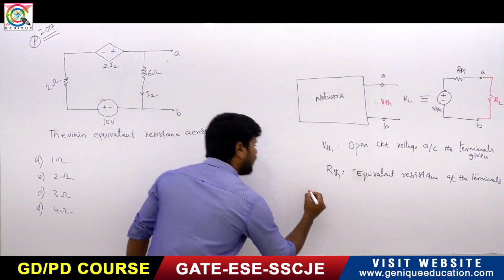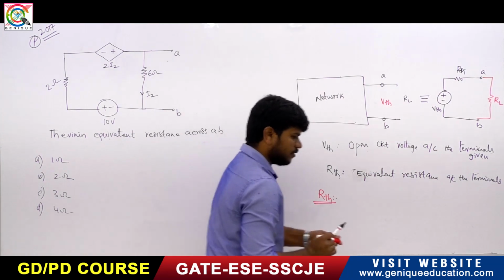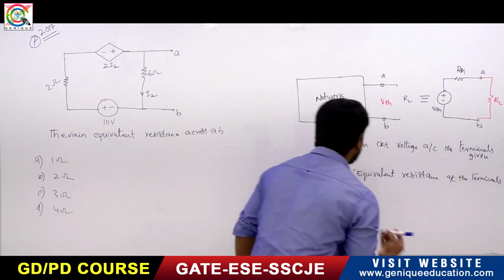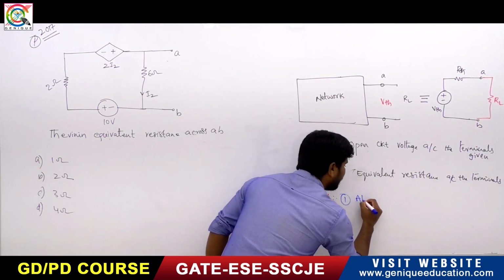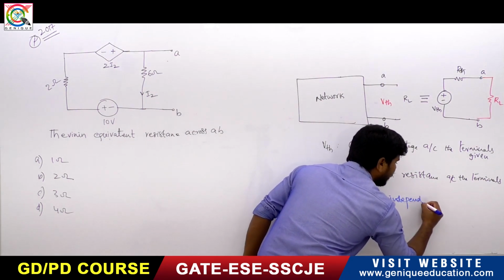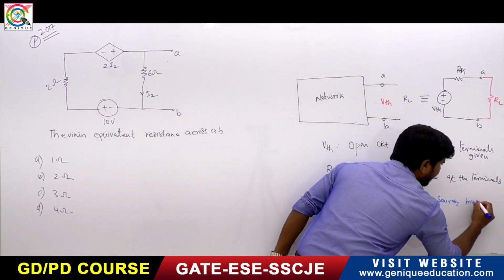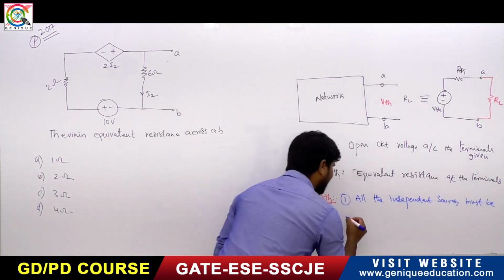For finding RTH, what will we do? The first point is that all the independent sources must be deactivated.